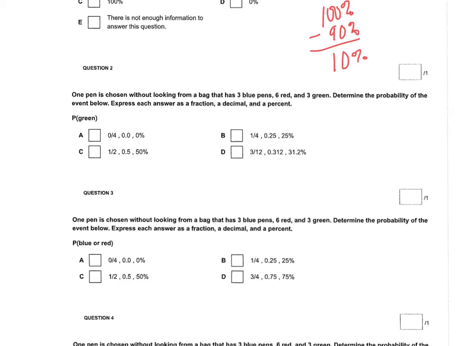Number 2, 1 pin is chosen without looking from a bag that has 3 blue pins, 6 red, and 3 green. Determine the probability of the event below. Express each as a fraction, decimal, and a percent. The probability of a green. So first of all, we need to know the total. So I'm going to count all of these numbers up. I've got 3 plus 6 plus 3, so that would be 12. So that's what goes on the bottom. And then I need to look and see how many green I had. It says there were 3.